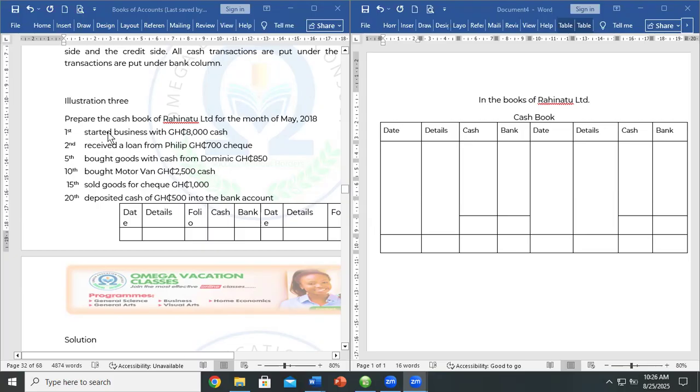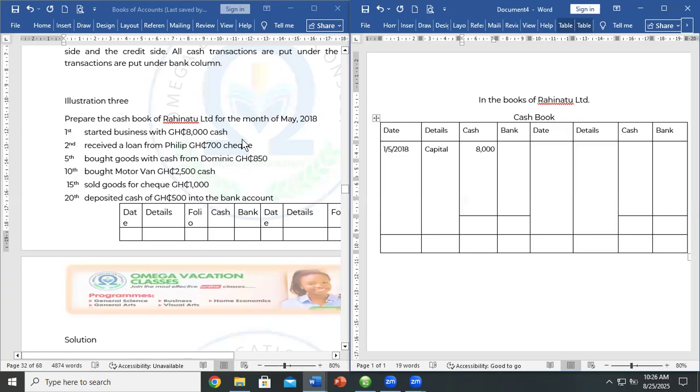So on the first, we have started business with 8,000 cash. As you all agree, this is a receipt, right? So it will be at the debit side. You record it at the debit side. You put in the date 1st May 2018. This is capital, right? Because the owner is starting business. And we'll put it under the cash column, 8,000.